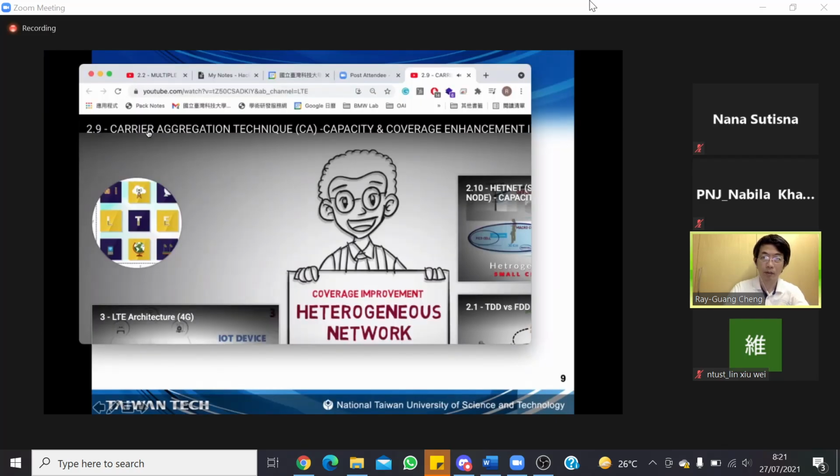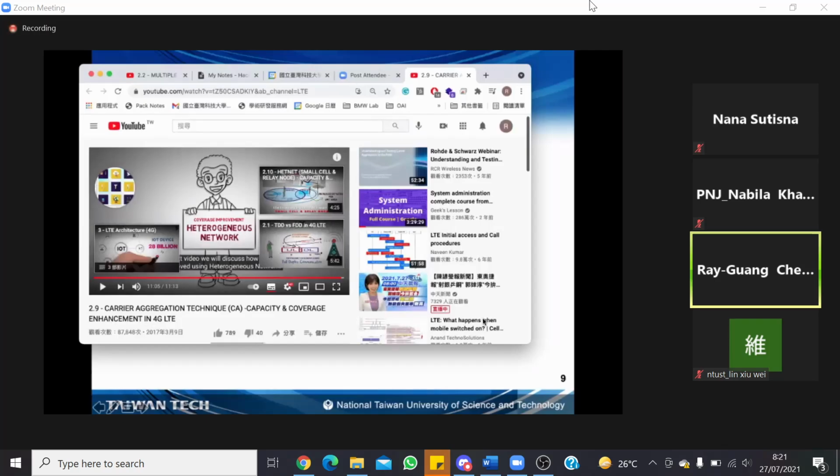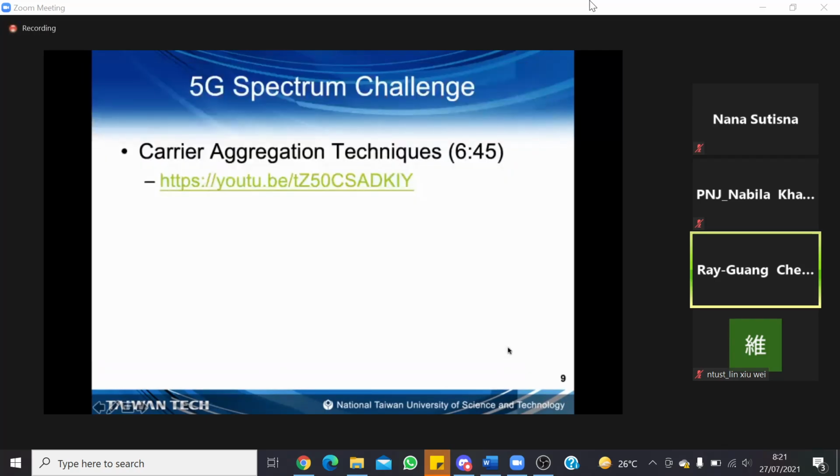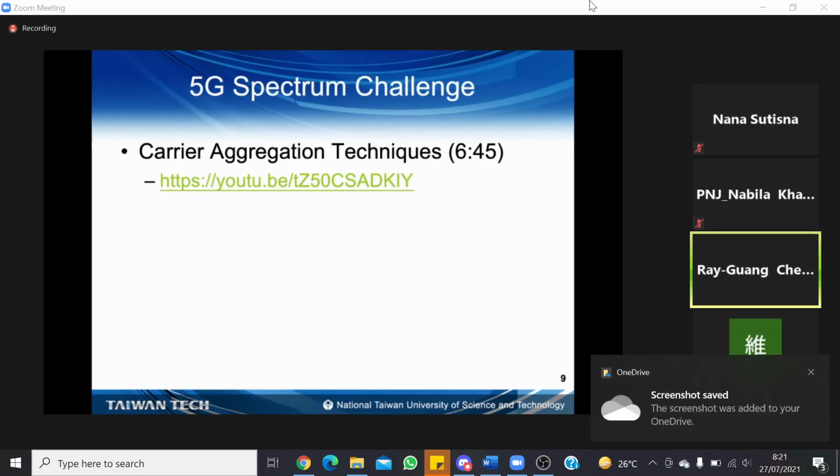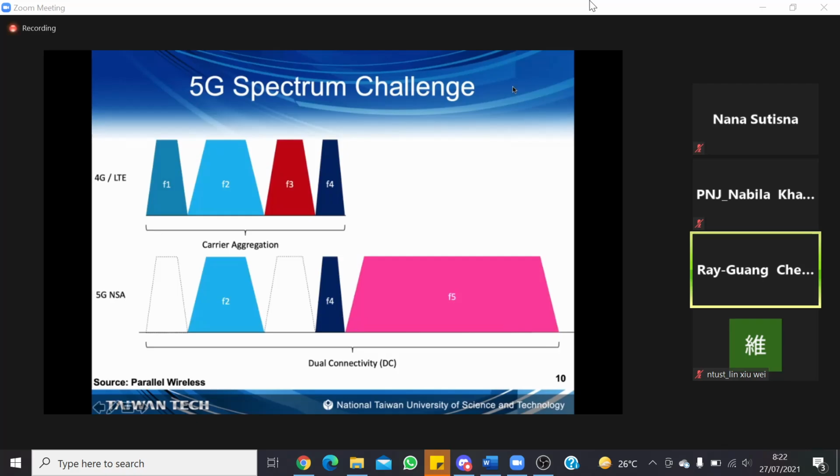Okay, let's come back. So here we try to briefly summarize the concept of carrier aggregation. Actually, that's the technique we use in 4G to achieve a higher data rate. So eMBB is already ongoing since 4G. So this is the concept for carrier aggregation.